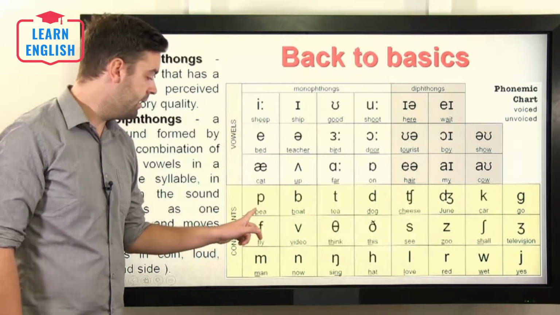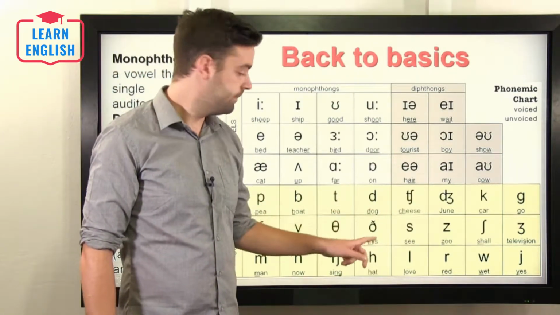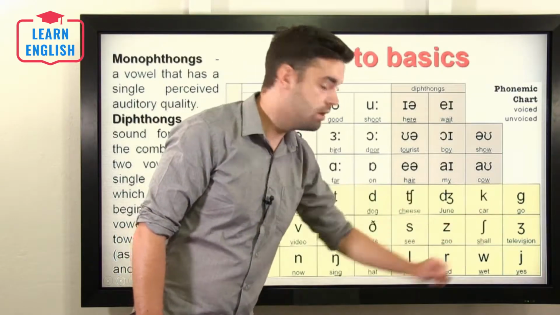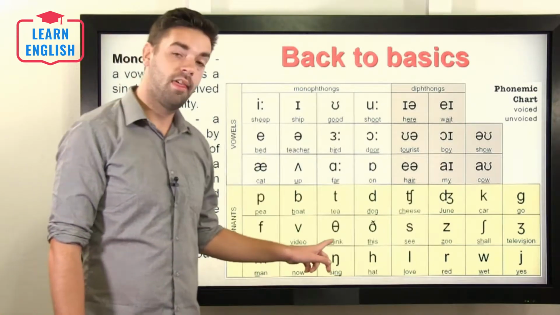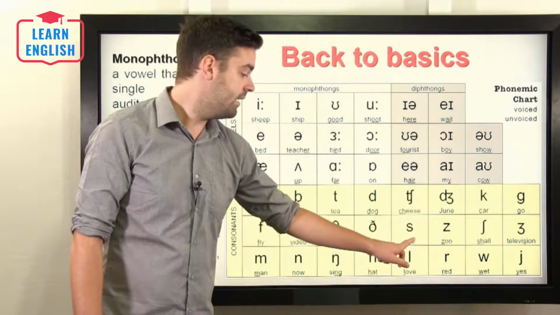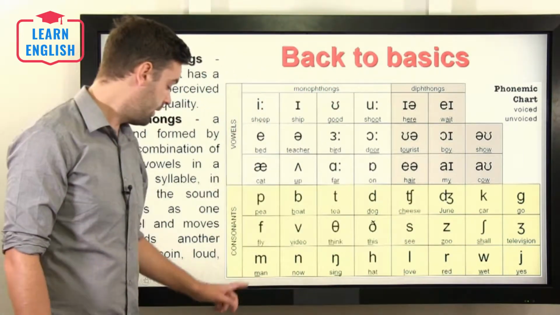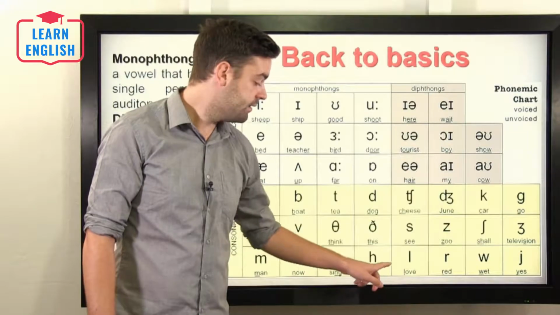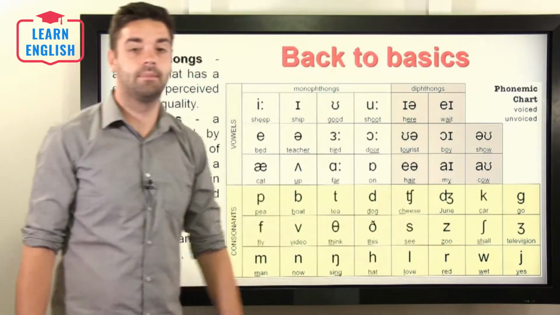We have P, boat, T, dog, cheese, June, car, go, fly, video, think, this, so, see, zoo, shall, television, man, now, sing, hat, love, red, wet, yes.